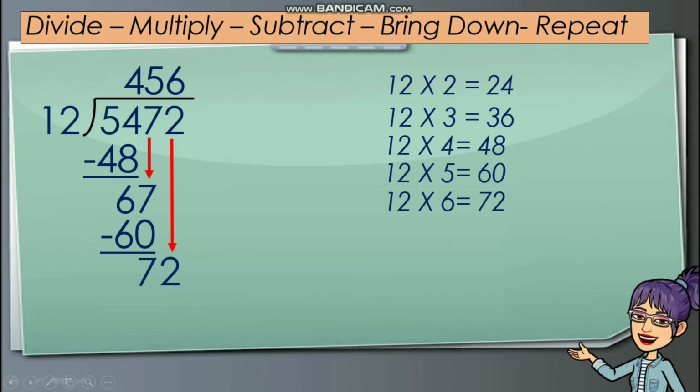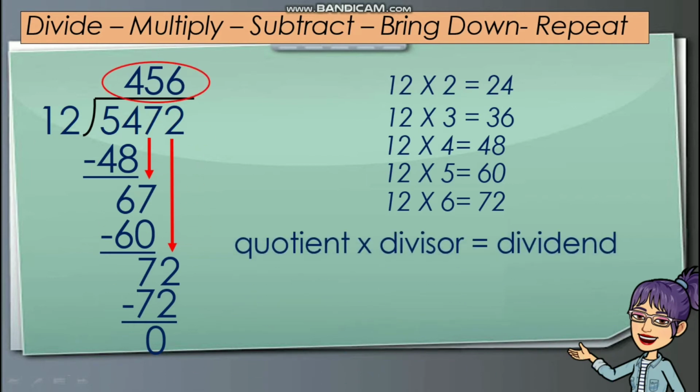So we will write 6 on a line to digit 2. Then multiply. 12 times 6 is 72. So we are going to subtract 72 from 72. And 72 minus 72 is equal to 0. So 5,472 divided by 12 is 456.